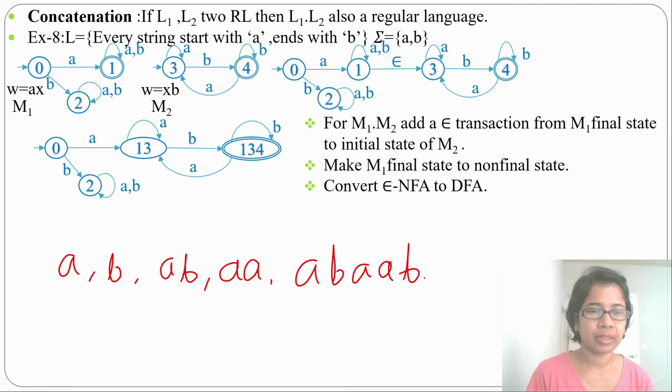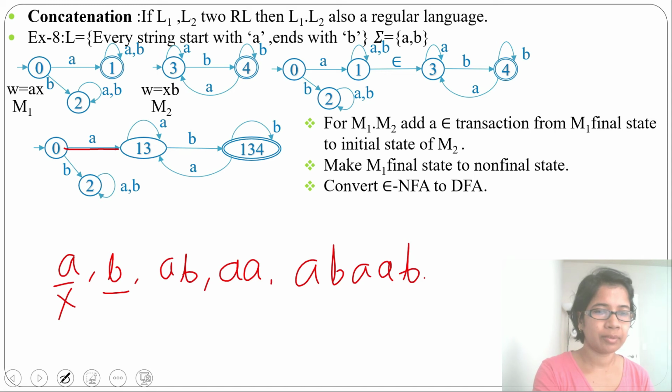Let's check which strings it is accepting and which it is not. A: it starts with A, yes. Does it end with B? No. So from state 0 by A it goes to state 1, 3 and that is non-final, so it doesn't accept. Now check B: does it start with A? No. Does it end with B? Yes. As it does not start with A, it will not accept. By B it goes to state 2 and that is non-final, so it doesn't accept.